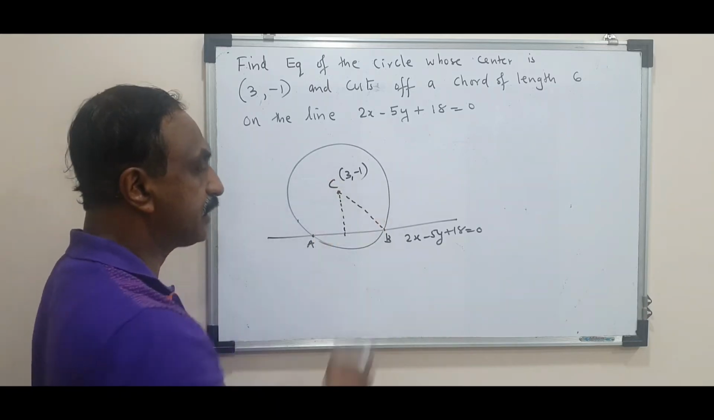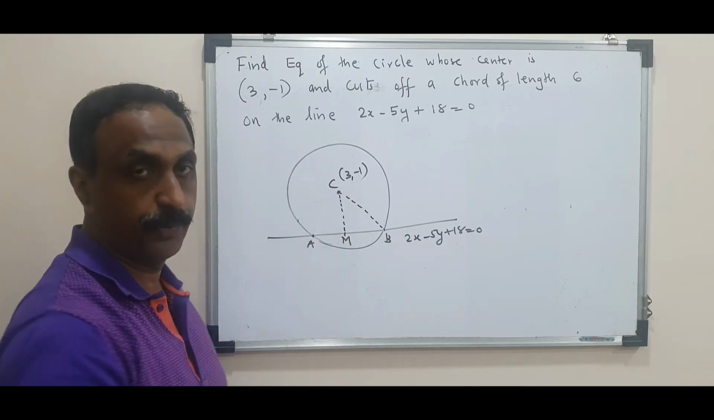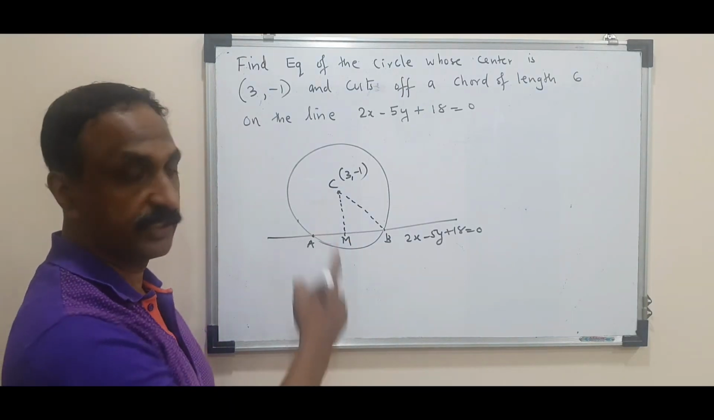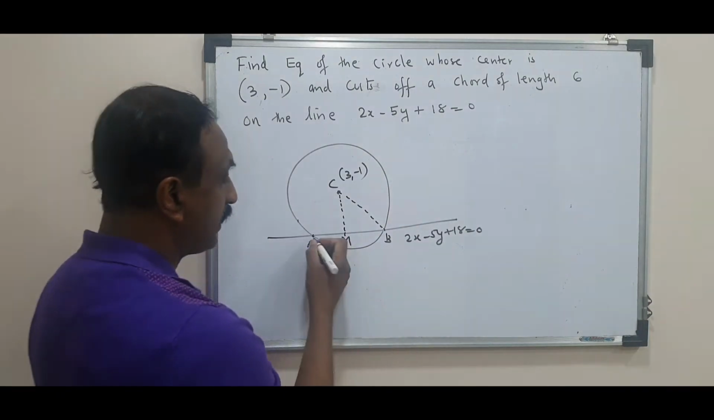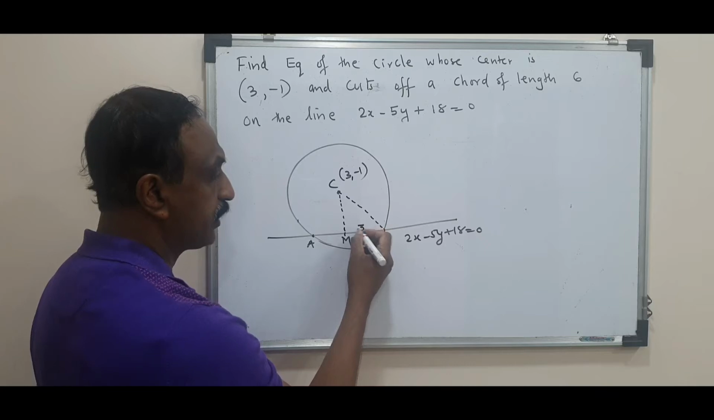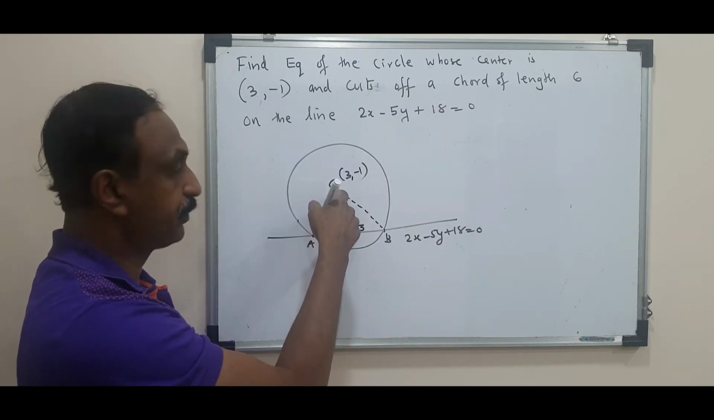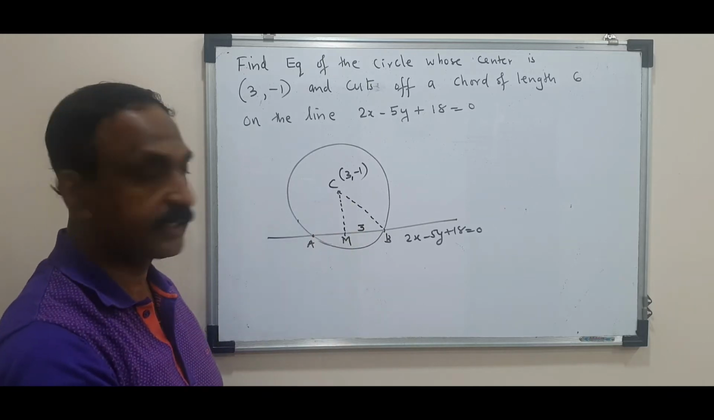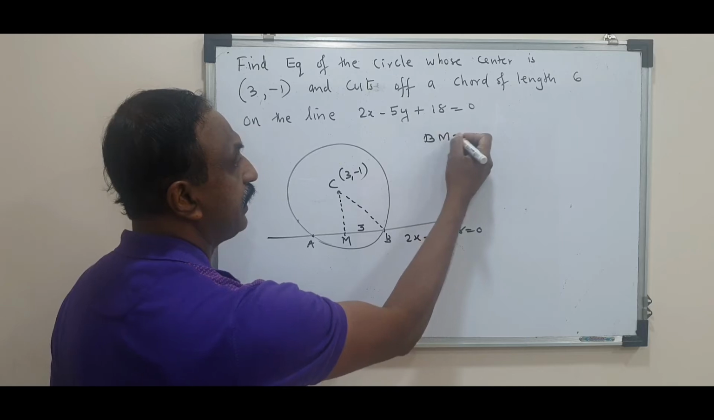So if the center is C, this is M. CM you can find using the perpendicular distance from a point to a line, the previous formula. And AB is given to you. The length AB is 6, so this will be 3. If you draw a perpendicular from the center to a chord, it bisects. So BM is 3.